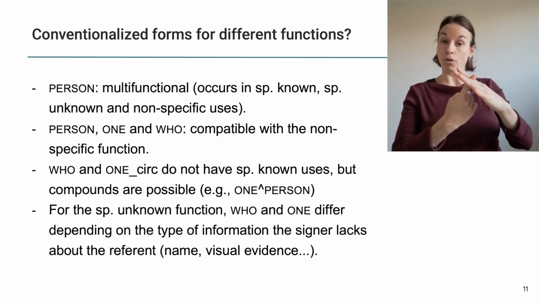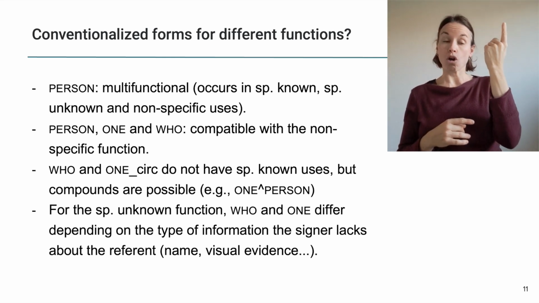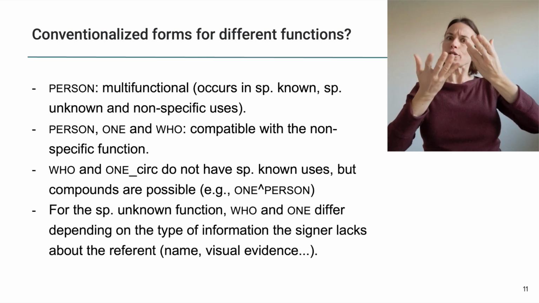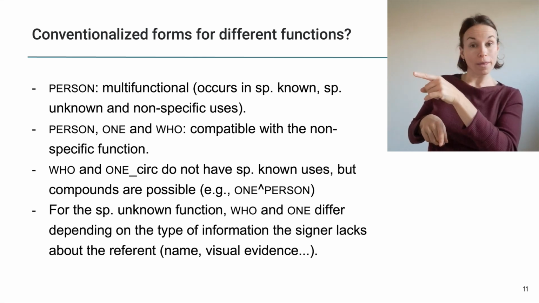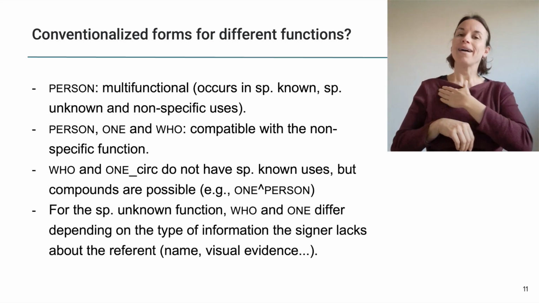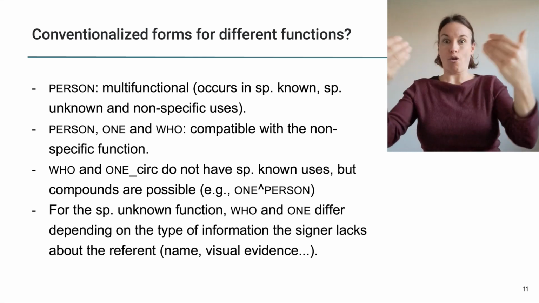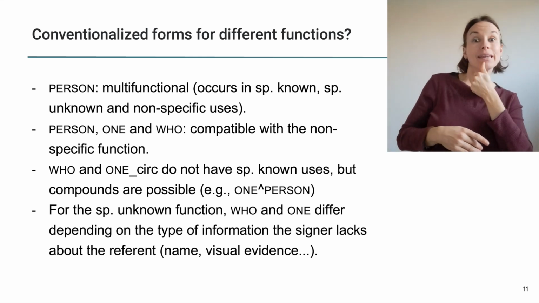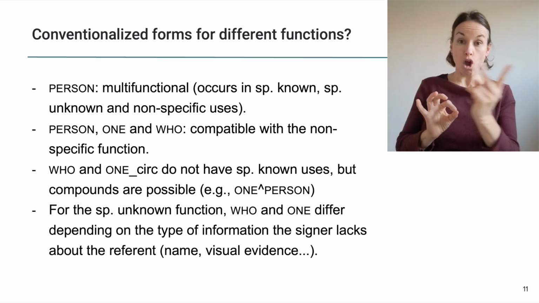And for the specific unknown function, these two signs, who and one, differ depending on the type of information the signer lacks about the referent, whether it is the name, whether it is visual evidence, so the signer cannot point at the referent, etc. Therefore, there are no conventionalized manual forms for the different indefinite functions, but we do observe some restrictions on the use of the indefinites glossed as who and one in the specific known and specific unknown functions.